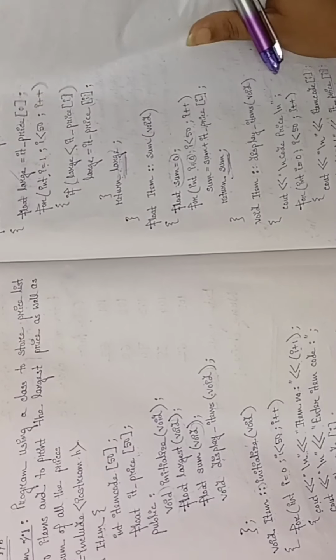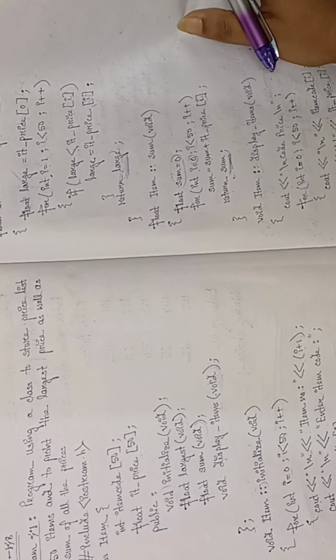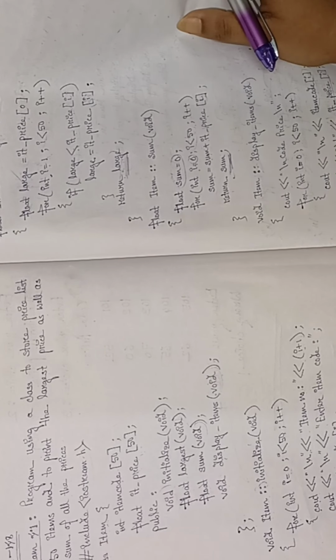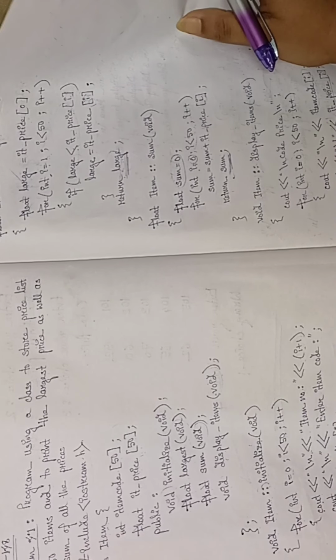So this is how we will write this program for the array, the program using a class to store the price list of 50 items and to print the largest price as well as the sum of all the prices. So this is how we will write the program. Okay, clear?